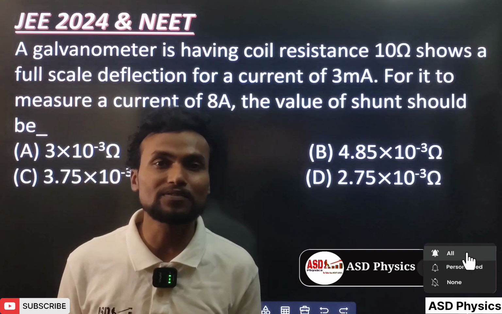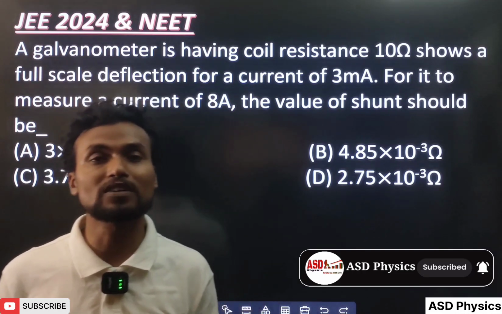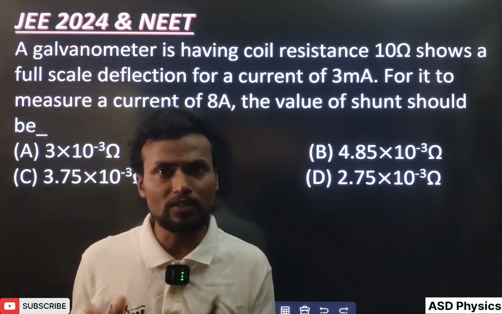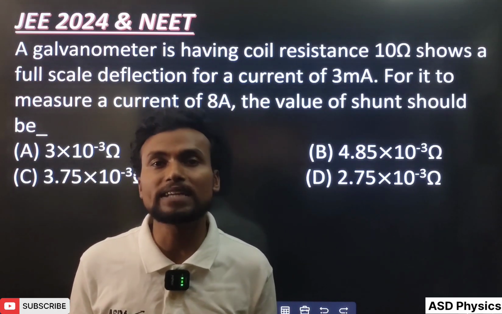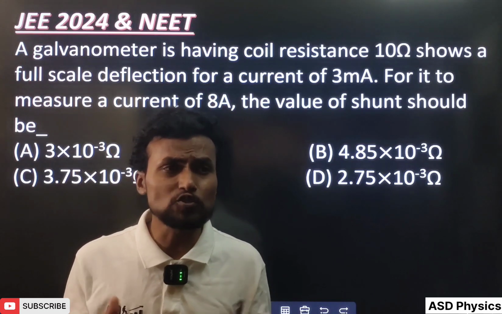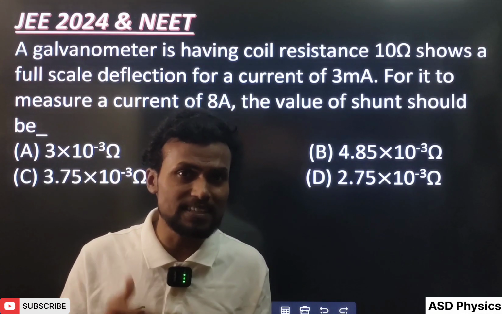So students, in this video we are going to learn how to convert a galvanometer into an ammeter. Remember that to convert a galvanometer into an ammeter we have to connect a low resistance in parallel. But now the question arises, why do we need a resistance in parallel?